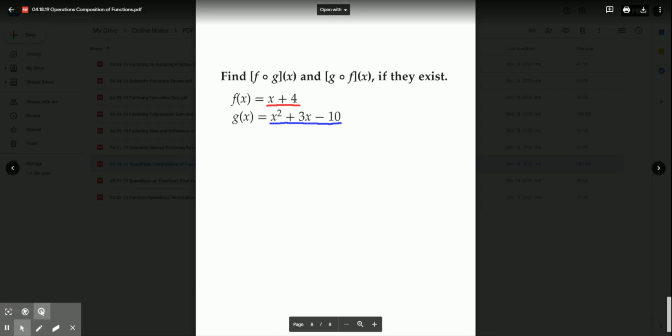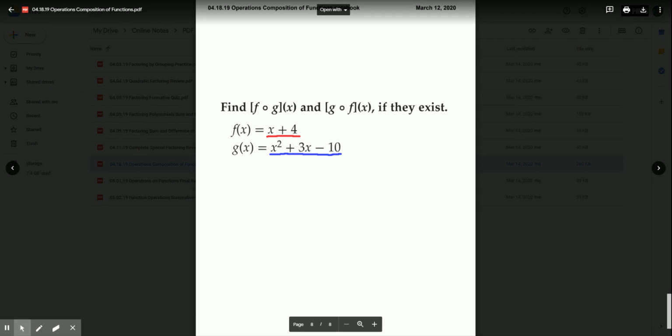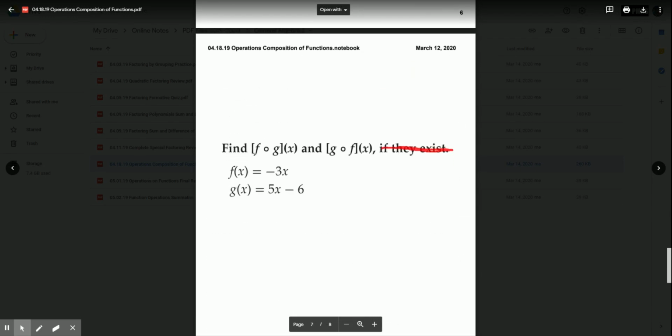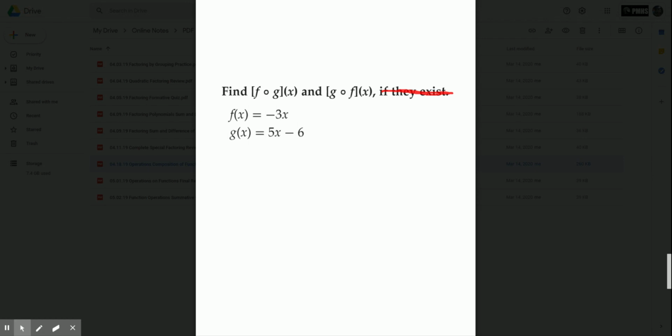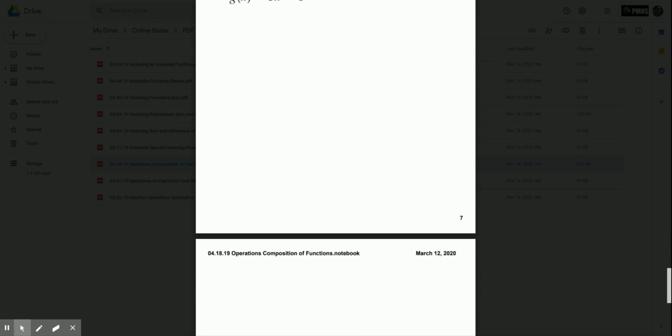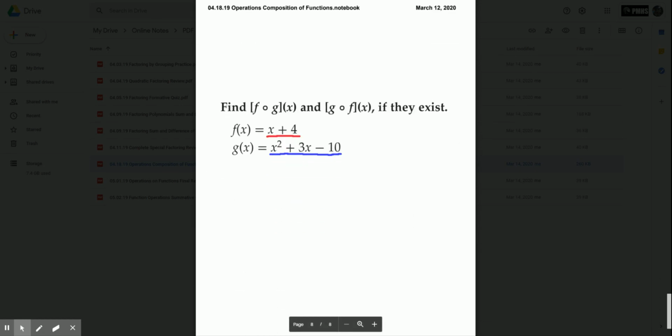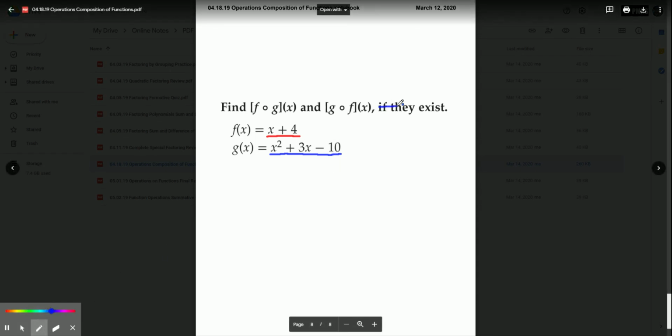So yeah, your problems to upload, I'll go back up here. You're going to have to upload this combination, so f of g of x and g of f of x for this problem. There are two functions, and then upload your work and answers for this combination, f of g of x and g of f of x, for this one. And again, don't worry about the "if they exist" part. So do those two problems, upload your work when you're done.